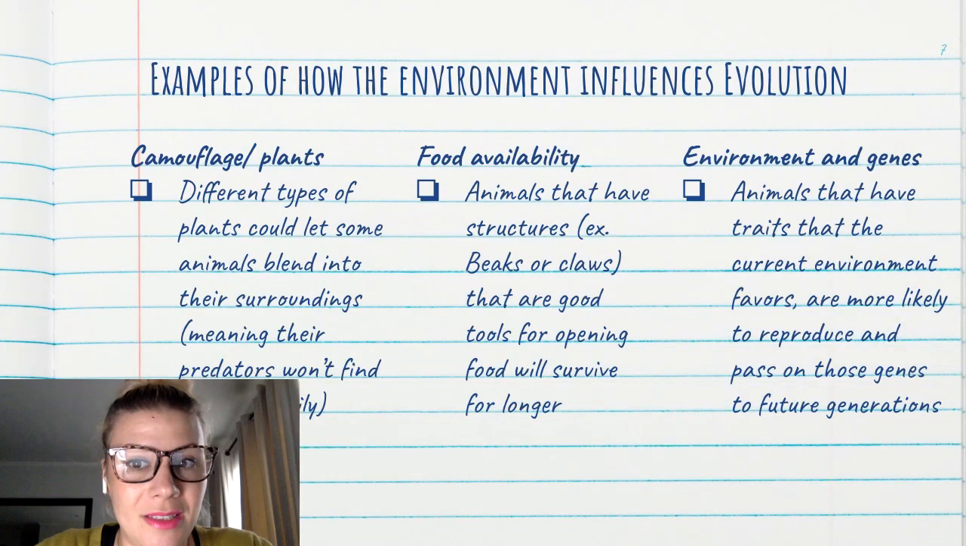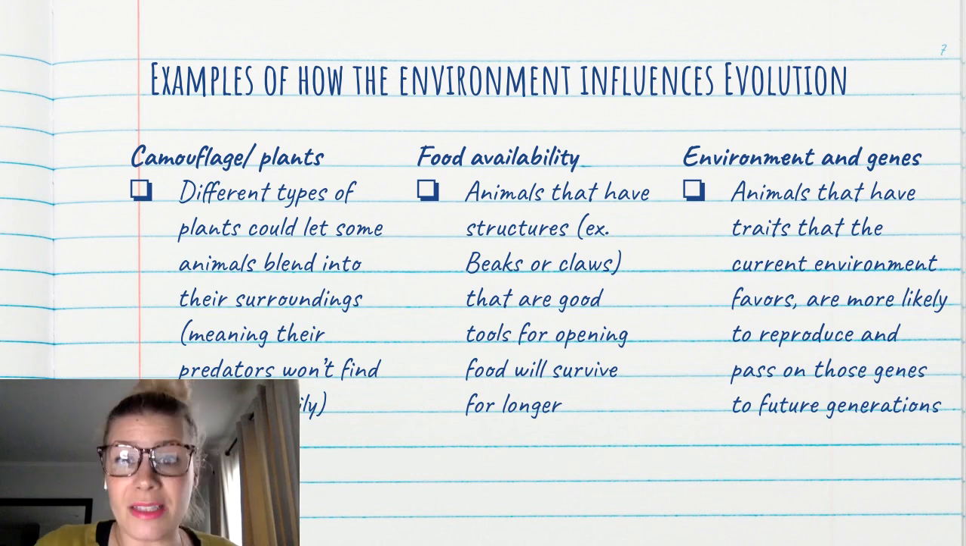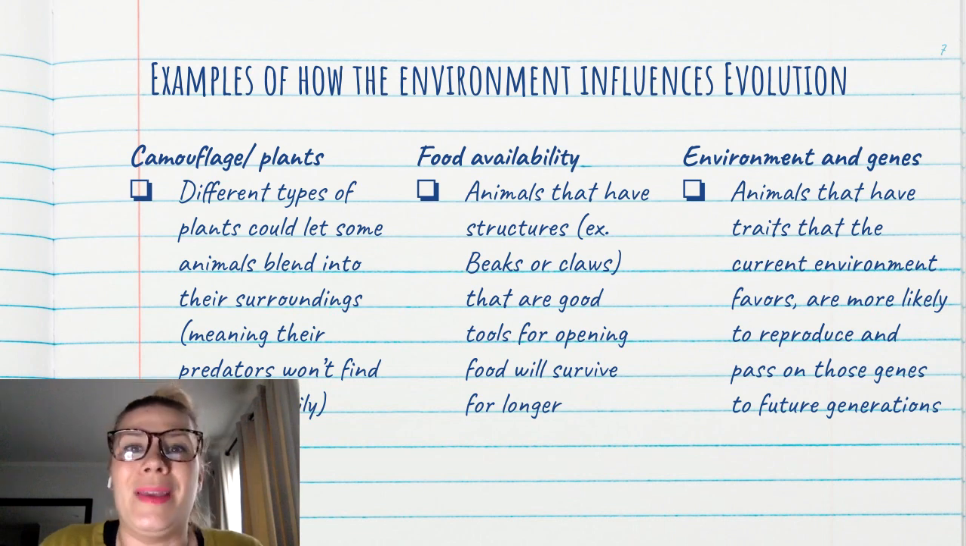So what are some examples of how the environment can influence evolution? First, think of something like camouflage, or the type of plants or scenery in that environment. Different types of plants could let some animals blend into the surroundings. That means that predators aren't going to find them very easily, which means they can hide more easily. That means they're less likely to get eaten, which means they're more likely to pass on their genes through reproduction. So camouflage is one way.